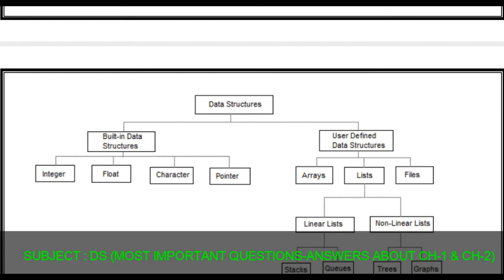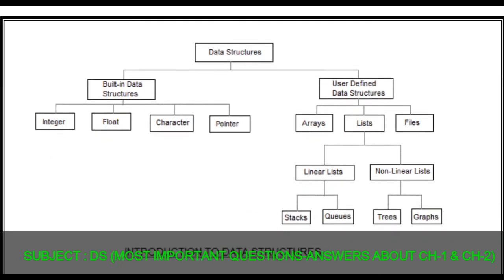here is the classification of data structure. Data structure is classified into two: built-in data structure and user-defined data structure. Built-in data structures contain primitive data types such as integer, float, character and pointer, and user-defined data structures contain array, list, files. List is considered of two types, linear list and non-linear list. Linear list includes stack and queue, and non-linear list includes tree and graph. So this is the introduction about data structure.